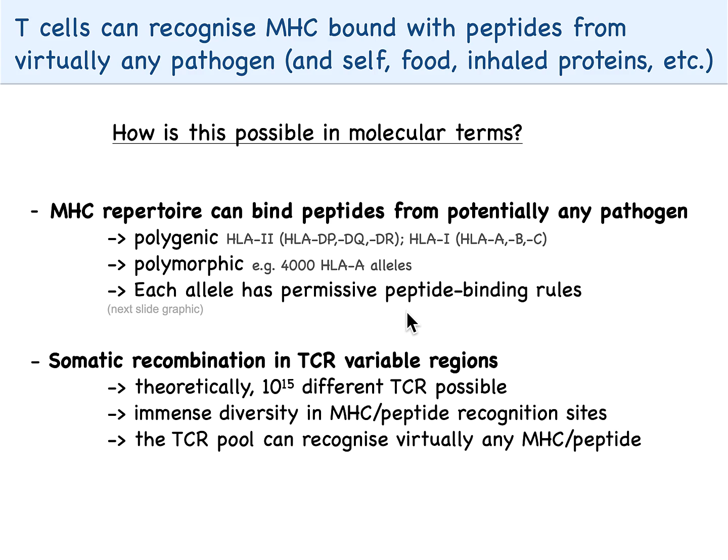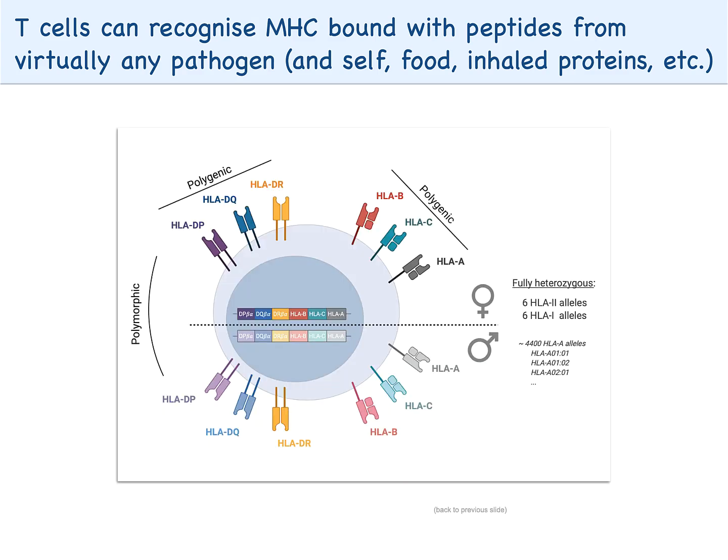Yeah, so they bind only peptides, but they have a lot of flexibility on which peptide sequence they will bind. Okay, so we can see this represented in a graphic. So this is a cell, this is MHC class 2, and this is MHC class 1. So polygenic means that you will have 3 different types of molecules for class 2 and for class 1.